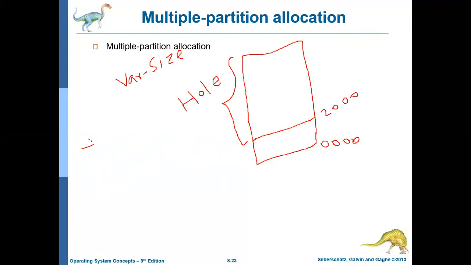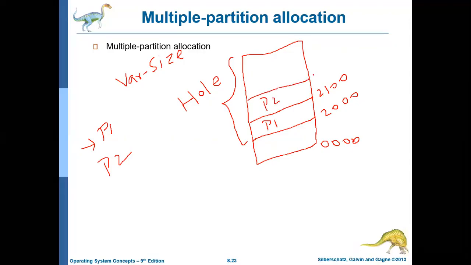When a process comes, it will be just added to the hole. Now assume the same scenario: process P1 asks for 100 MB memory. You allot the first available 100 MB, so P1 will occupy 2000 to 2099. Then say P2 comes and needs 50 MB. Done. P2 gets the next 50 MB, occupying 2100 to 2150.